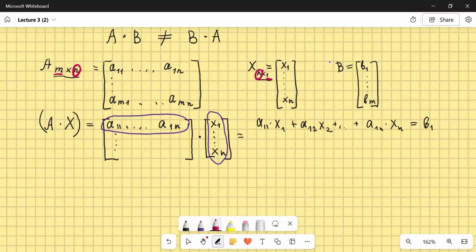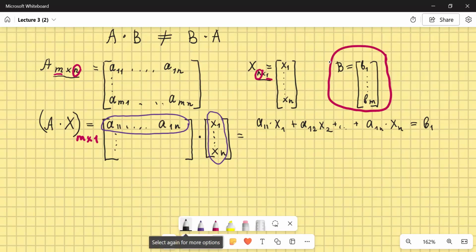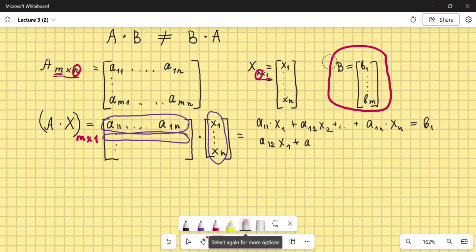So the final dimension of the product result is going to be m by 1. So it's going to be m rows and exactly 1 column. And that's what we have over here exactly. So guys, you probably see where I go. If I continue this multiplication, multiplying my second row by this column, I'm going to get my second equation: a21 x1, and so on until I get a2n xn, and I can make it equal to b2.